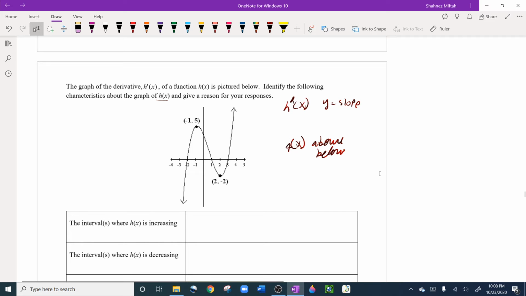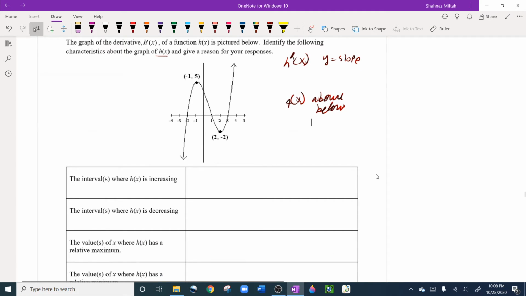So let's try. The intervals where hx is increasing. This is my h prime technically. So which means every y value is my slope. If the y values or if the slopes are positive, then I would say the hx is increasing. So where are my slopes positive? My slopes are positive at -2 to 1 and 3 to positive infinity.